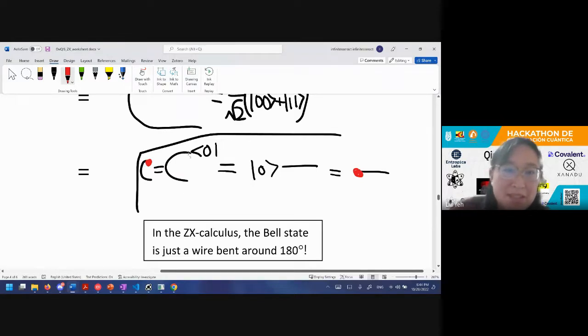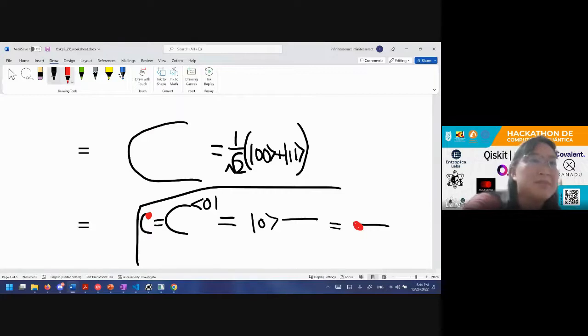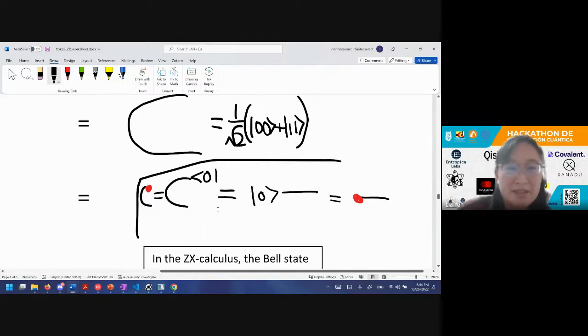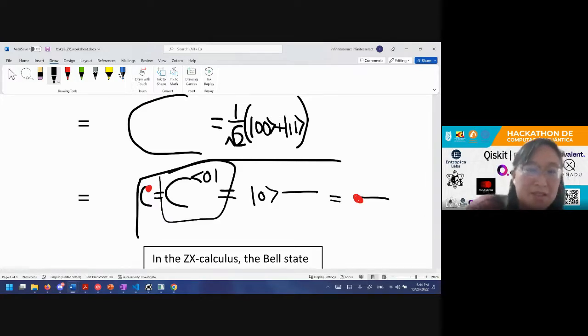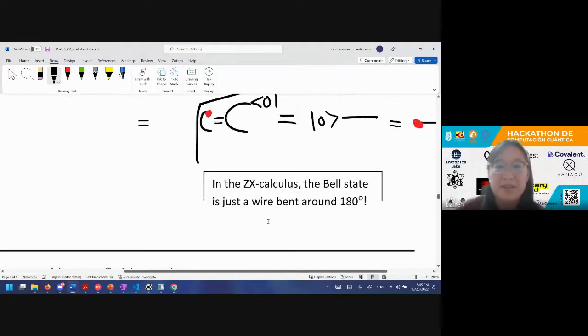This Bell state basically, if one of them was zero, then the other one is also zero. If one of them was one, then the other one's also one. This is actually true, not just for the state zero, but any single qubit state; this is what the Bell state does to it. You can bend the wire 180 degrees because you're still preserving what the inputs and outputs of the whole diagram are. Because the only input or output to this whole diagram is this one, is that one. So you can bend.